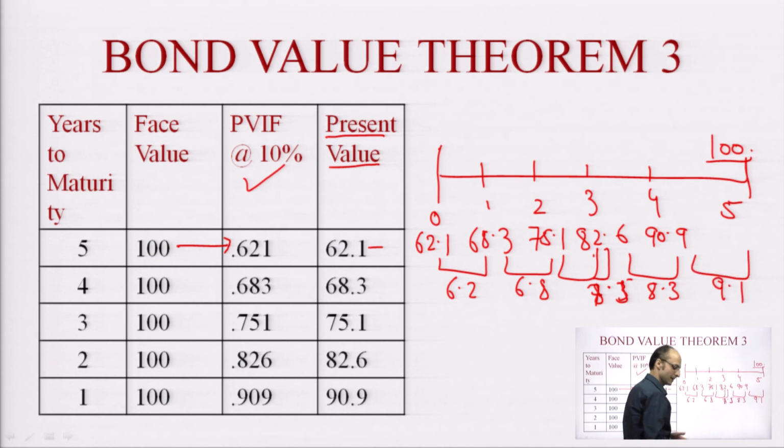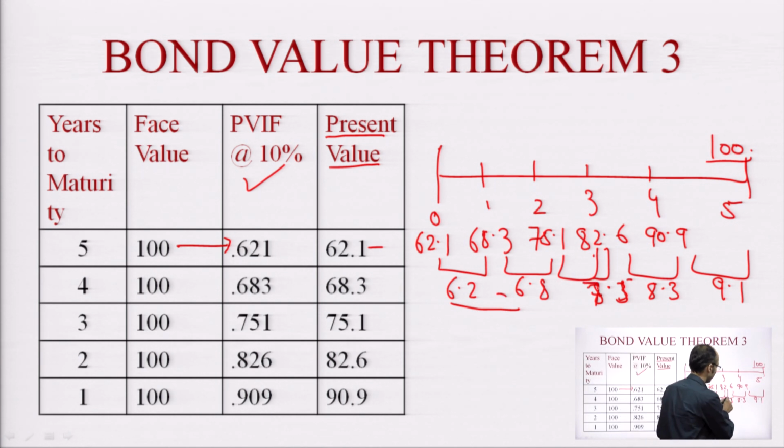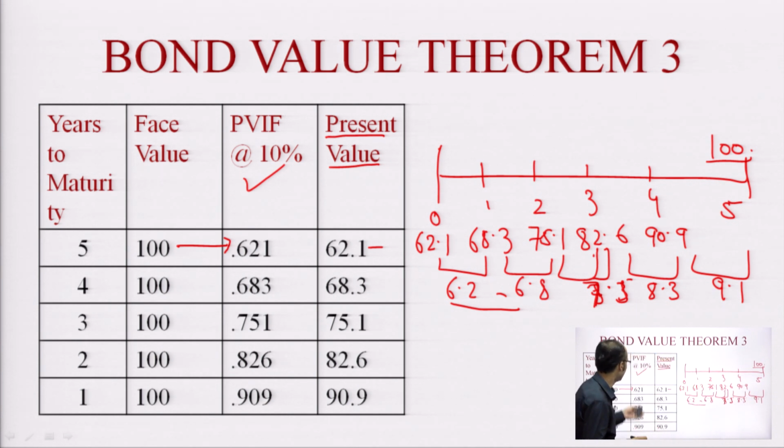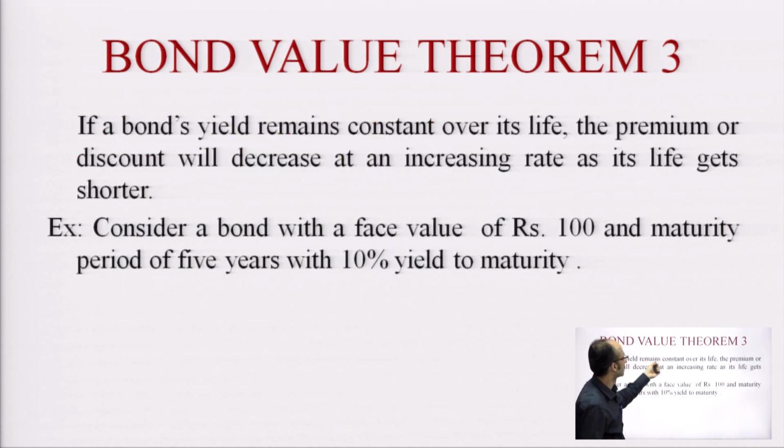Now you can see the discount values at which the bonds are available are decreasing at an increasing rate. You can clearly see it is 6.2, 6.8, 7.5, 8.3 and 9.1. So it is established that if the bond yield remains constant over its life, the premium or the discount will decrease at an increasing rate as its life gets shorter.